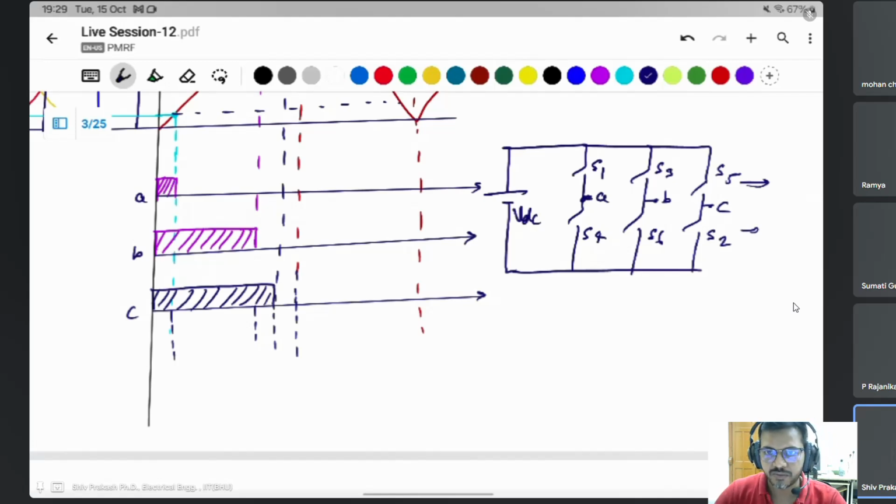Opposite of this one, because these will be complementary switches. Then if all three are on, that means the voltage generated by this one will be 0, where there is no return path, only a positive signal is made from there. That's why this will be a 0.